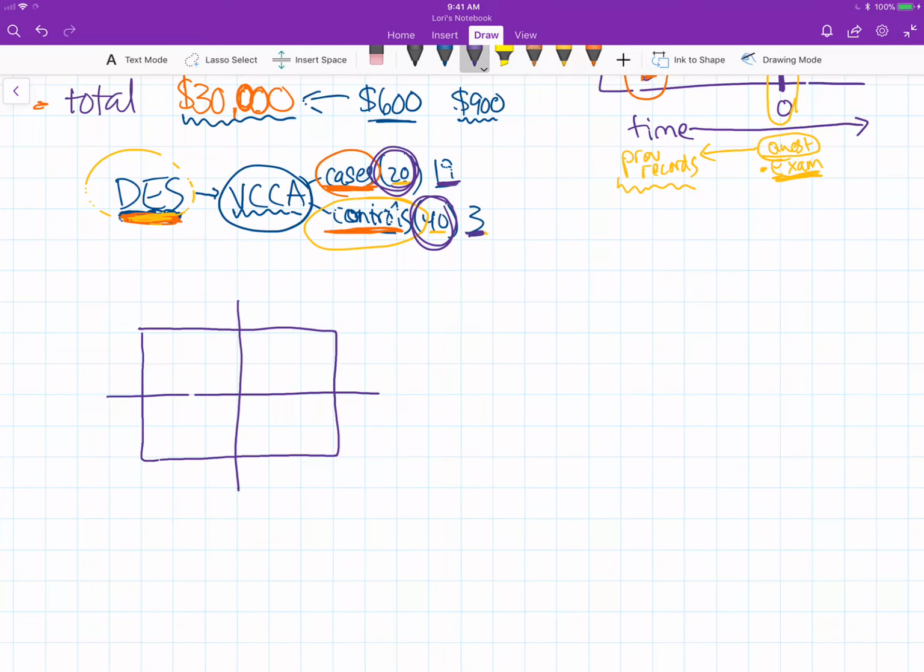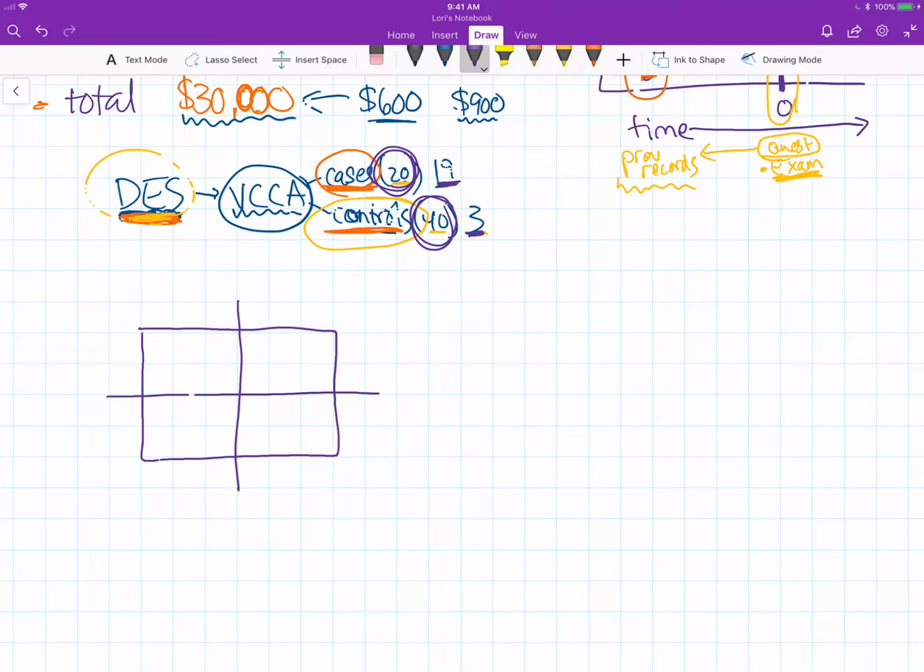And the 2x2 table is amazing. The 2x2 table is very versatile and is used in many, many situations. And it is our primary tool when we start looking at data analysis for rare diseases.